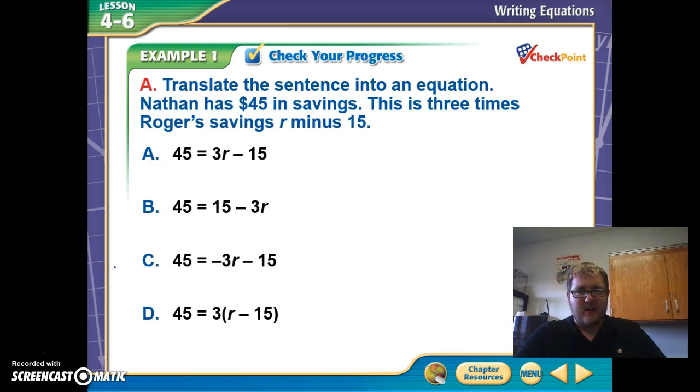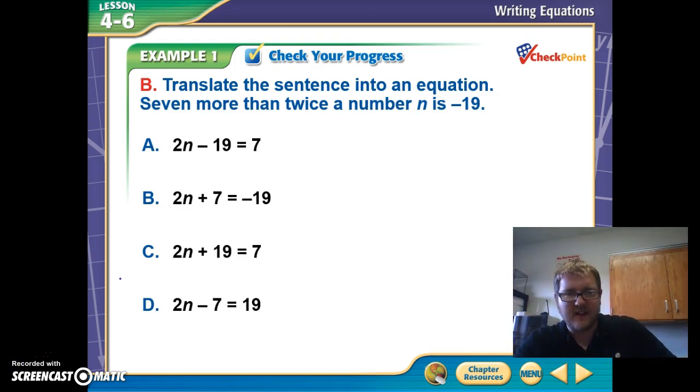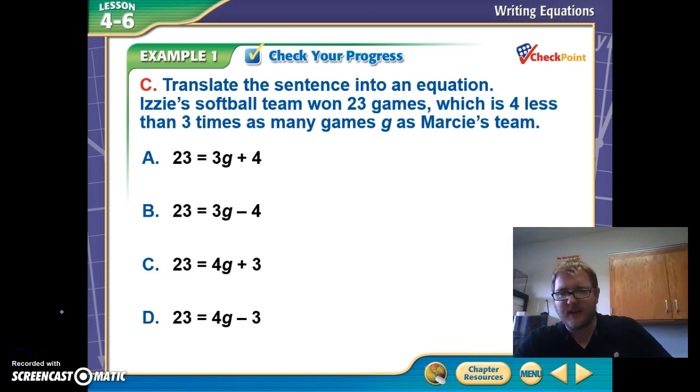So go ahead and check your knowledge of this. Translate this sentence into an equation. Nathan has $45 in savings. This is 3 times Roger's savings, called R, minus 15. Now try this one. Translate the sentence into an equation. 7 more than twice the number n is negative 19. Finally, give this one a shot. Translate this sentence into an equation. Izzy's softball team won 23 games, which is 4 less than 3 times as many games as Marcy's team. And we're calling that number of games that Marcy's team won G.